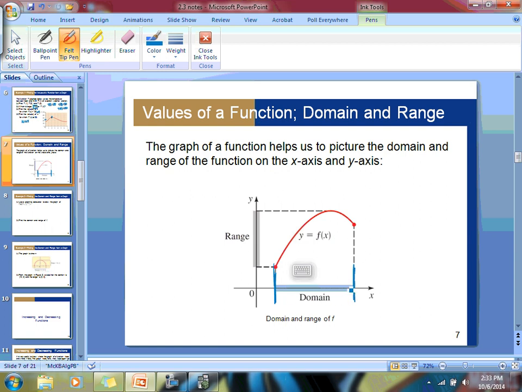And then the same thing for looking at the graph horizontally. My highest value is right here, and that goes over to the y-axis, and my lowest value is right here on the y-axis. So those would be my range values. Anything between those values would be my range. So when we're graphing and we're finding our domain and range, that's what we need to do.